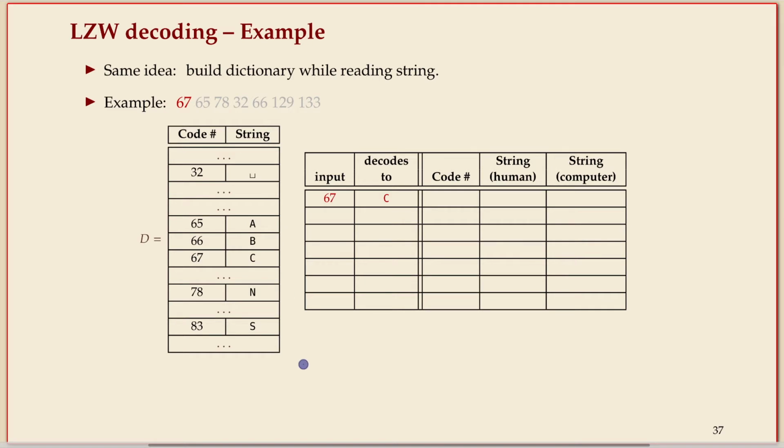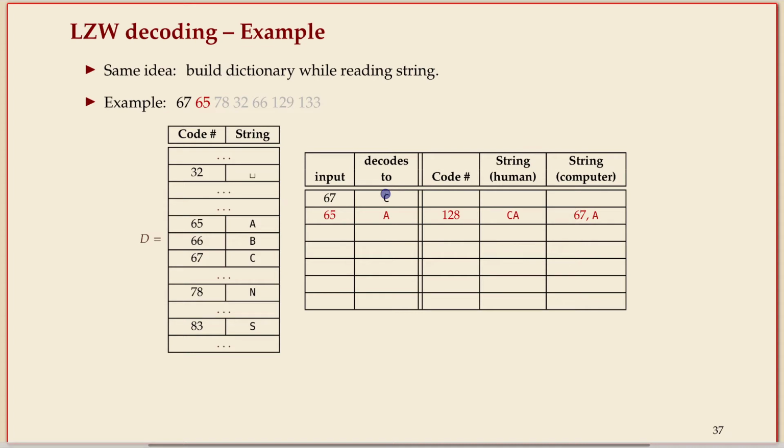But the same initialization, so we use the ASCII characters. So the first thing we know, 67 decodes to a C, and that's the first thing we learned. So the source text will appear following down this column. Then we read the next code word, which is 65, so that decodes to an A. So far, so good. And then the second step is add a new phrase to the dictionary.